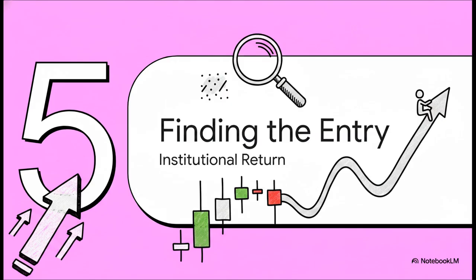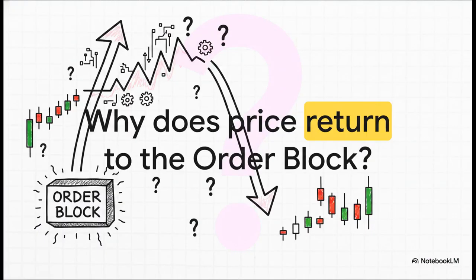Section 5. Finding the mitigation entry. Trading the institutional return. All right, so we verified a high-probability order block using our checklist. But how do we catch the ride?